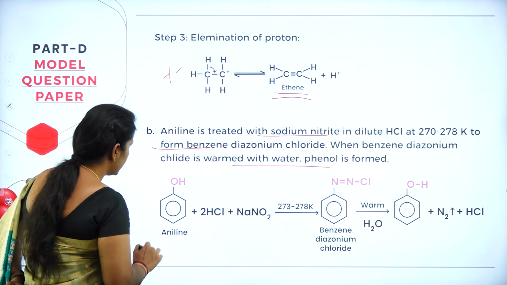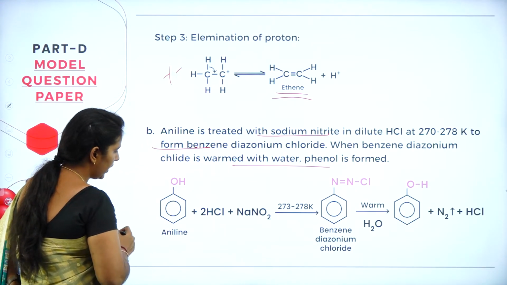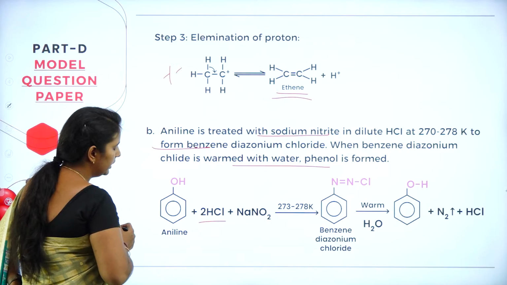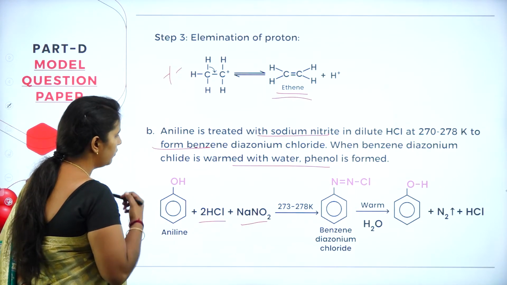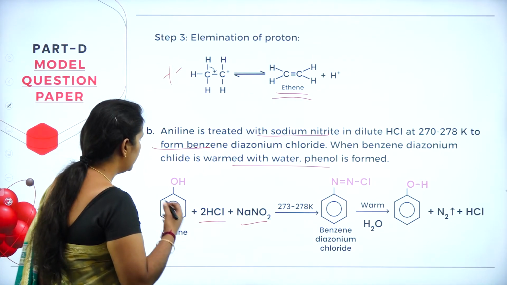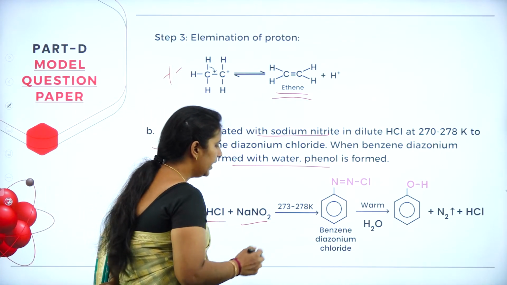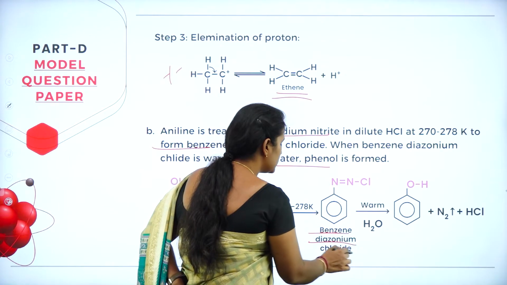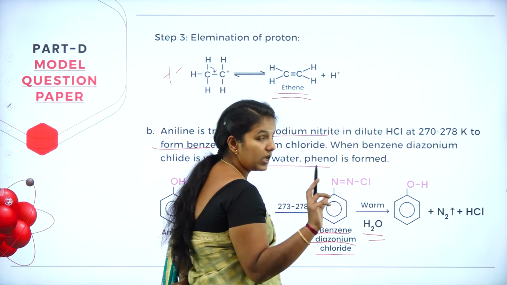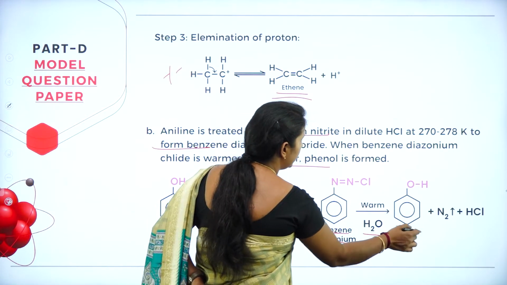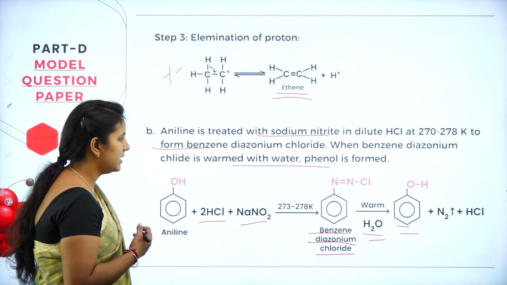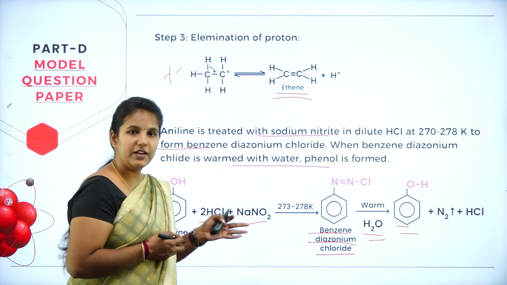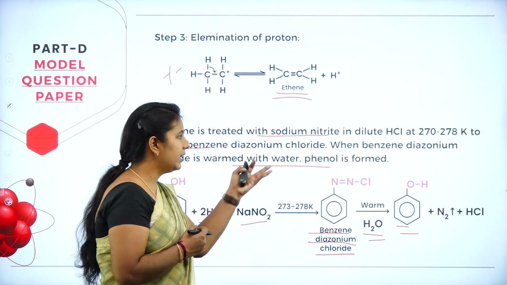I'll show it with the reaction. This is the aniline, okay, where it is going to react with sodium nitrite in the presence of HCl. What will happen? It will form benzene diazonium chloride, which upon heating gives rise to phenol with N2 and HCl. For writing this reaction, you will get 1 mark, and for writing the explanation, you will get 1 mark.